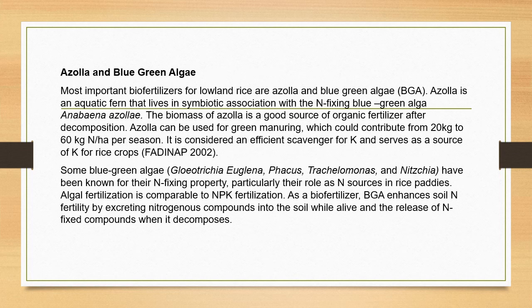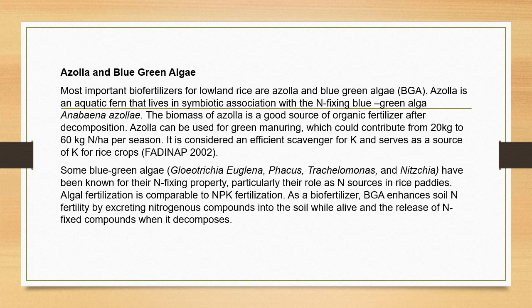Azolla and blue-green algae. The most important biofertilizers for lowland rice are Azolla and blue-green algae. Azolla is an aquatic fern that lives in symbiotic association with the nitrogen-fixing blue-green alga Anabaena azollae. The biomass of Azolla is a good source of organic fertilizer after decomposition. Azolla can be used for green manuring, which could contribute from 20 to 60 kg N/ha per season. It is considered an efficient scavenger for K and serves as a source of K for rice crops.